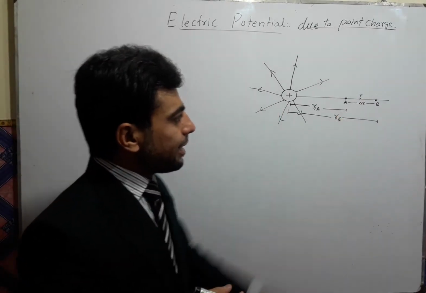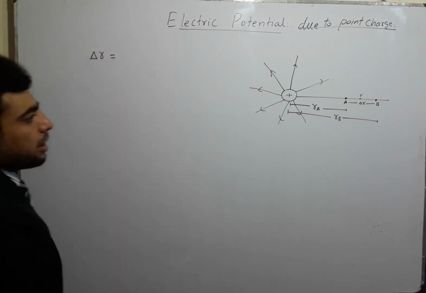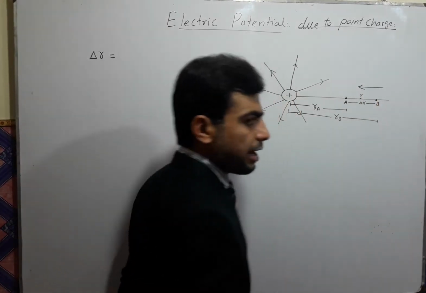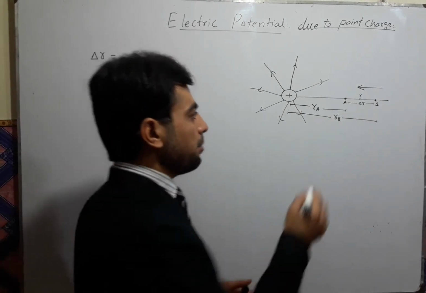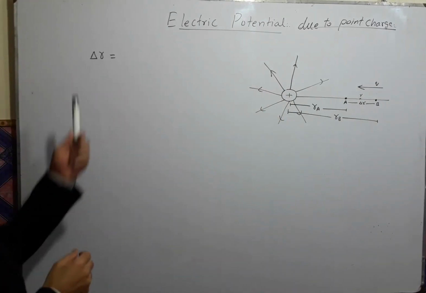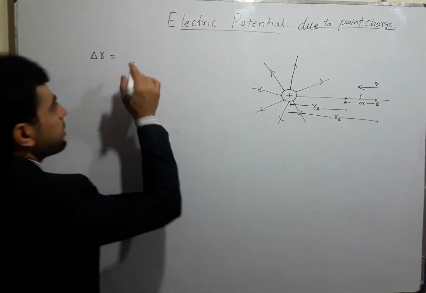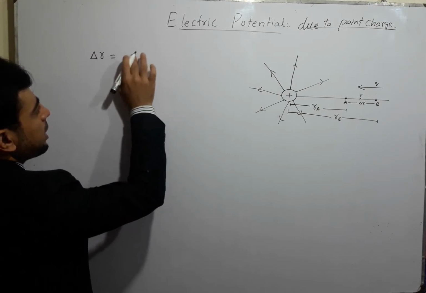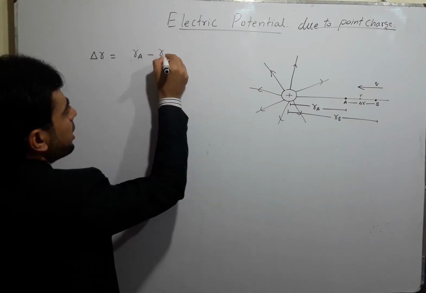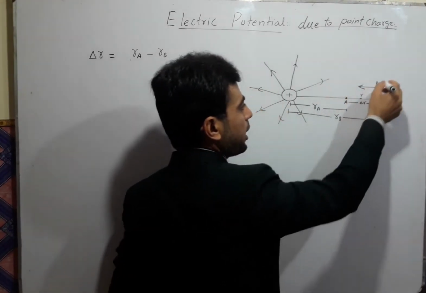Now delta R, the distance between A and B, is the change in R. If we are moving a point charge from B to A, then delta R will be equal to x2 minus x1: the higher distance, the final distance A, RA, minus the lower distance or initial distance RB.